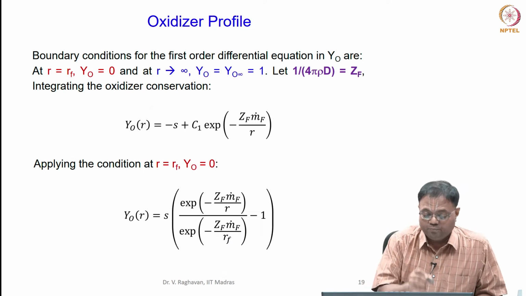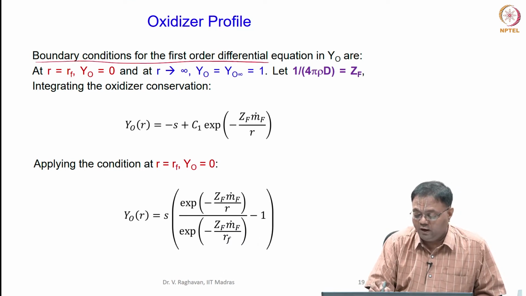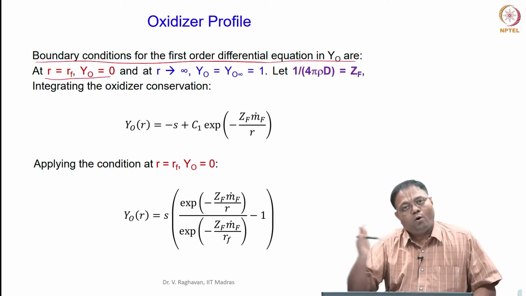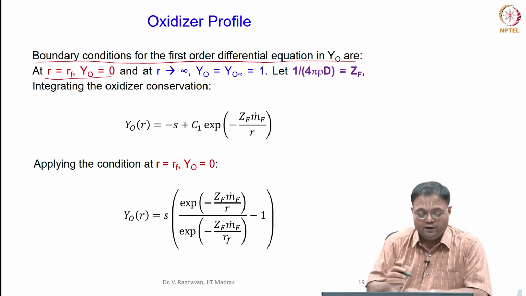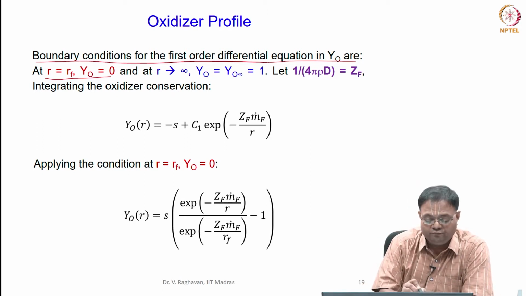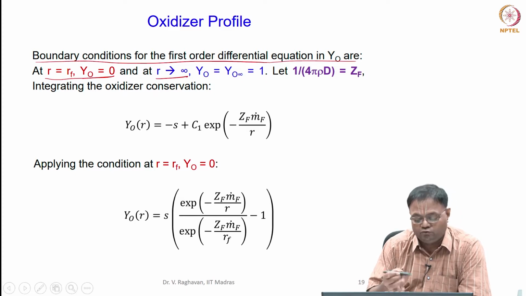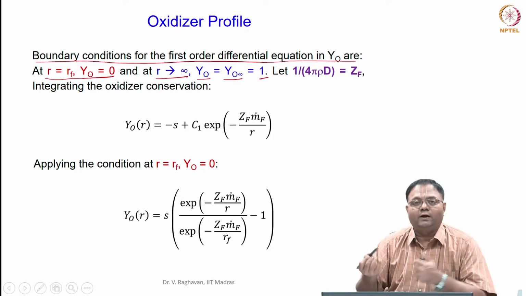So here, boundary conditions for this. The boundary conditions for the first order equation in YO are at the flame, from the flame outer region, from the flame to infinity. So at R equal to RF, YO equal to 0. As R tends to infinity, YO is YO infinity, which is now taken as 1.